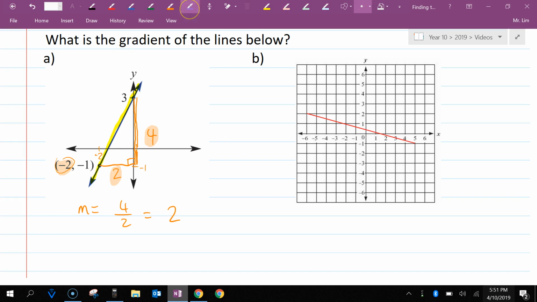So let's have a look at question B. We're going to draw a right angle triangle. The rise is 3. The run is 6 plus 5, which is 11. So the gradient is rise over run. Now we need to ask ourselves, is it sloping up or is it sloping down? Well, we can see from left to right, it's sloping down, which means that the gradient has to be negative. So we put a negative in front of that fraction. So the gradient for this line is negative 3 over 11.